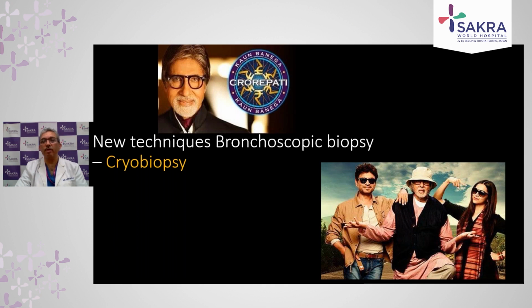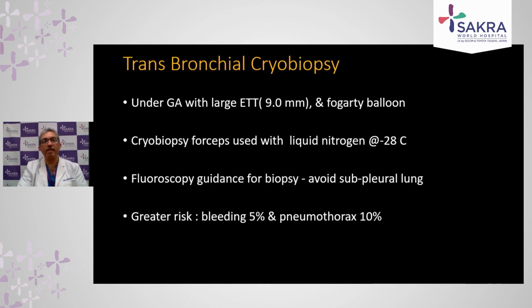This is a new bronchoscopic tool called cryobiopsy, wherein the bronchoscopic forceps is special. It uses liquid nitrogen at -28 degrees. It is passed through an endotracheal tube under general anesthesia, and fluoroscopy guidance is used because we are going to take a bigger piece of lung. After you pass the forceps, you see on the fluoroscopic guidance that the forceps is at least 2 to 3 centimeters away from the pleura, and then you freeze the lung tissue and take out bigger pieces, and I'll show you how big they come. And obviously the bigger the piece, the greater the chance of bleeding.